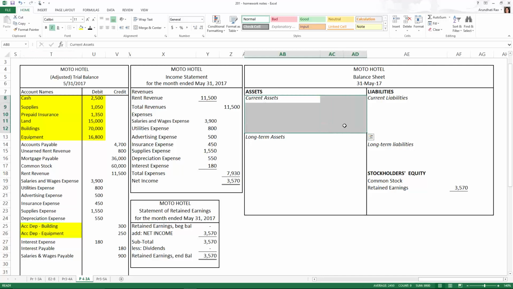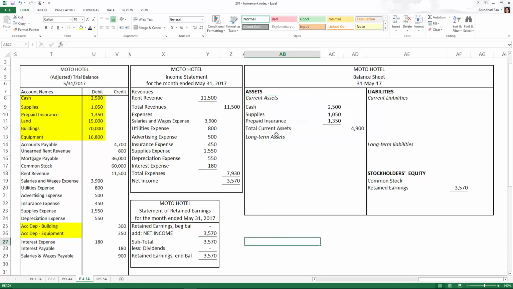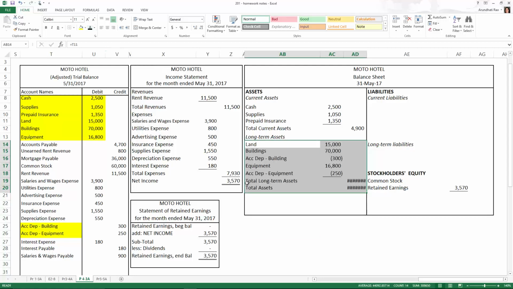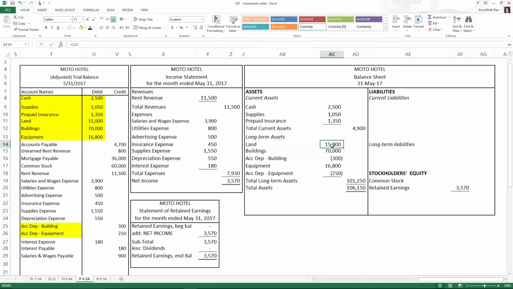So let me show you my current assets first. I have cash, supplies, prepaid insurance in the inside column, giving me total current assets of 4,900 in the outside column. Long-term assets: I have land, 15,000, building, 70,000. Immediately after that, I will write less accumulated depreciation on building, 300. Then I have equipment, and then accumulated depreciation on equipment.